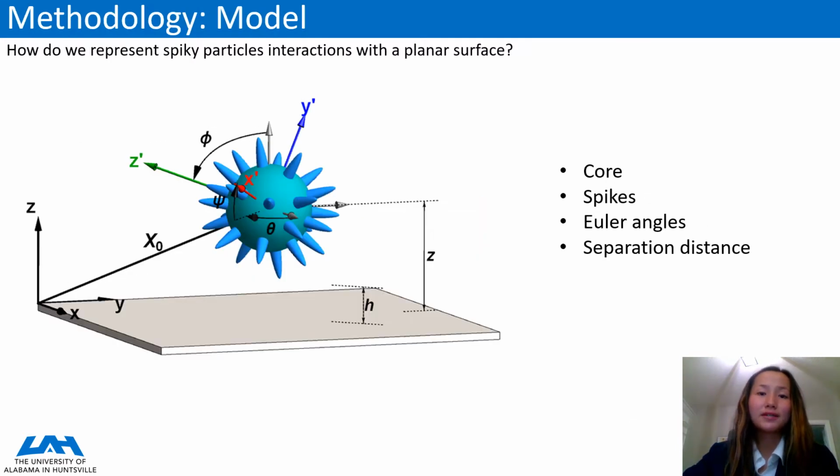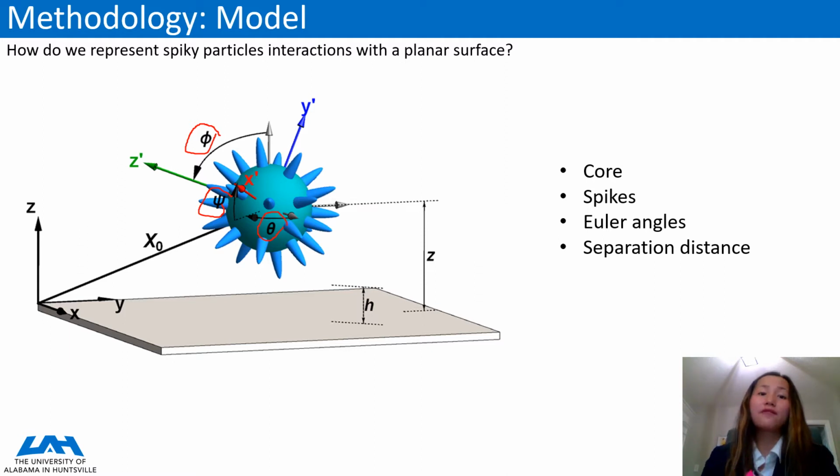In my project, I looked at the interaction between an individual spiky particle and the planar surface. I constructed my spiky particle using a spherical core and superellipsoidal or ellipsoidal spikes of different lengths. I calculated the interaction energy between the particle and the surface as a function of orientation and separation distance. I changed the orientation by changing the Euler angles of the spiky particle, which are theta here, psi, and phi.